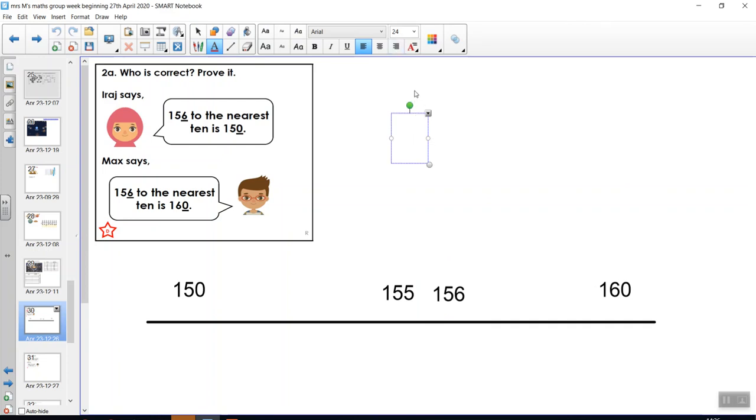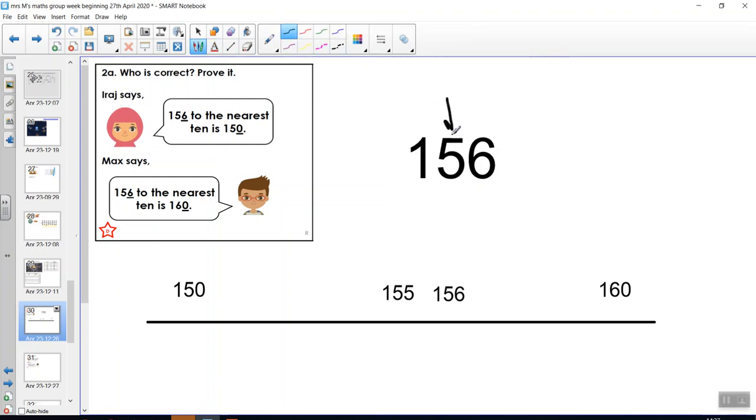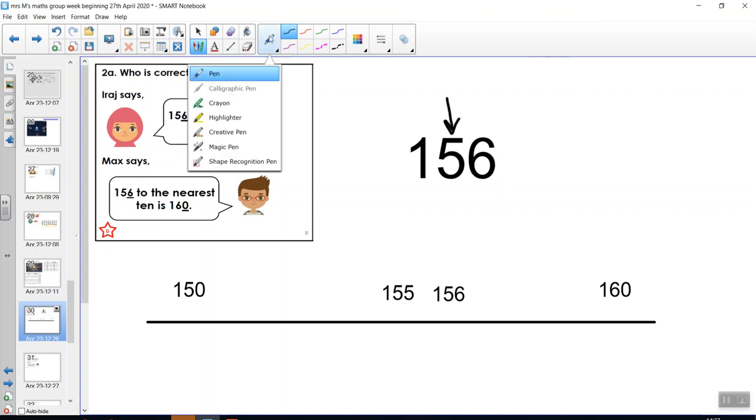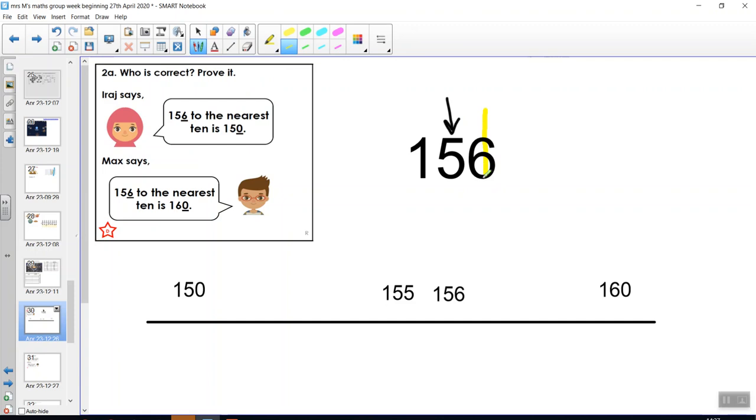Another way of looking at that is to look carefully at the number. If I'm rounding it to the nearest 10, this is my target place, the tens place, and this digit here will tell me whether I need to round up to 160 or down to 150. It's a 6. 5, 6, 7, 8, 9. Climb the vine. So I have to round up to 160. So when we work out who is correct, it is Max who is correct. How did you get on?